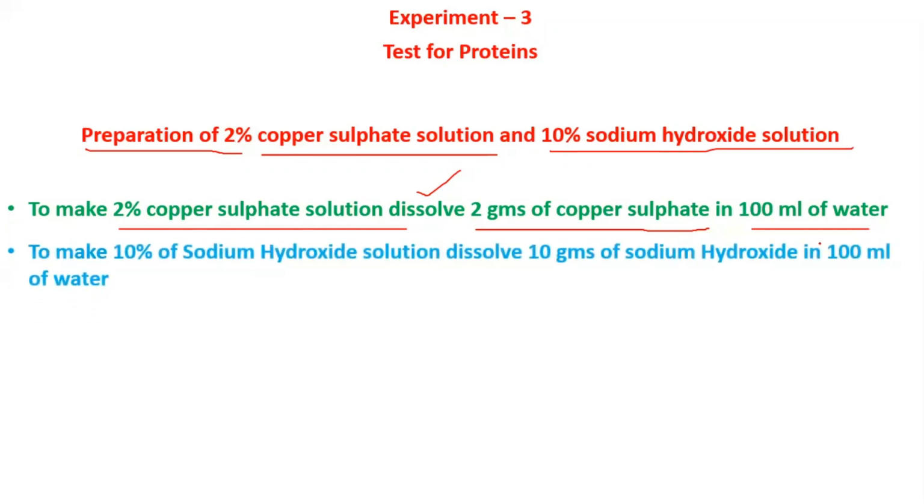And for making 10% sodium hydroxide solution, we need to dissolve 10 grams of sodium hydroxide in 100 ml of water.